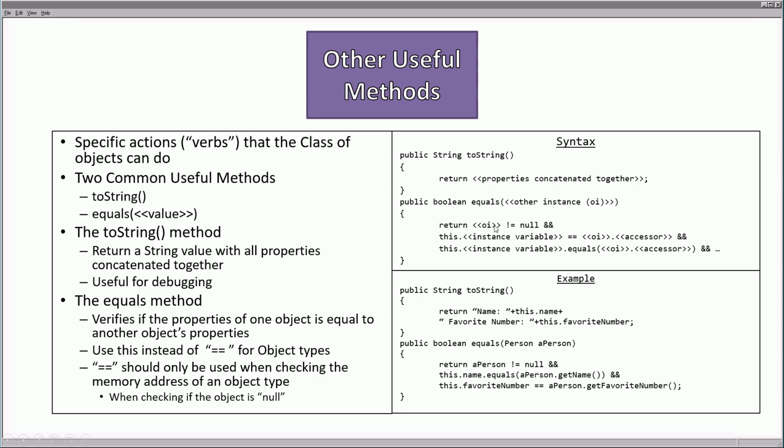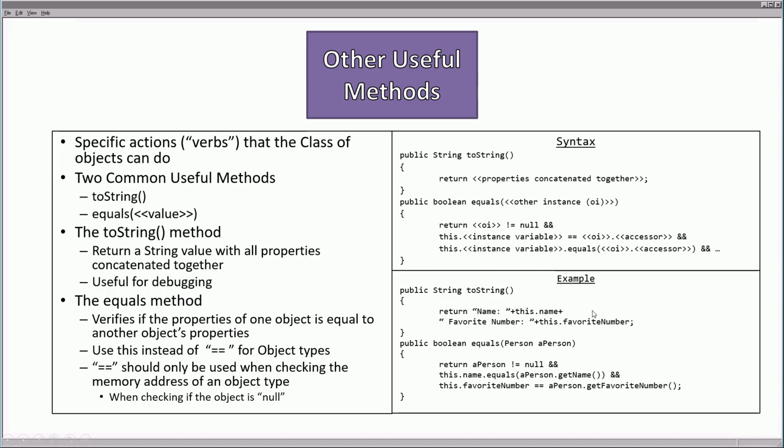Now, if that is not true, then we check the values of each one of the instance variables. And always keeping in mind, if an instance variable is a primitive type, we use double equals. But if an instance is an object type, we use the method .equals, then we call the other instance's accessor to get that data.